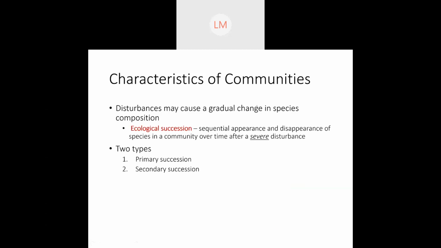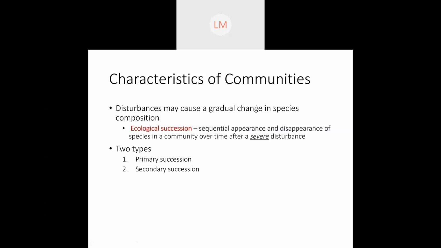Ecological succession is the sequential appearance and disappearance of different species in a community over time. There's a severe disturbance, some organisms start to colonize, but then new organisms come in and replace those colonizers. We carry on in this timeline of appearance and disappearance of species until we reach what's called a climax community, which is the final members of this community.